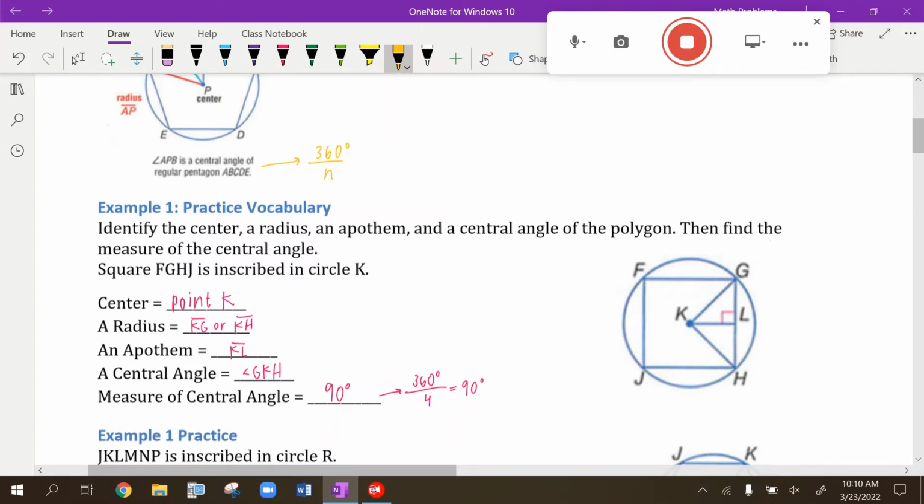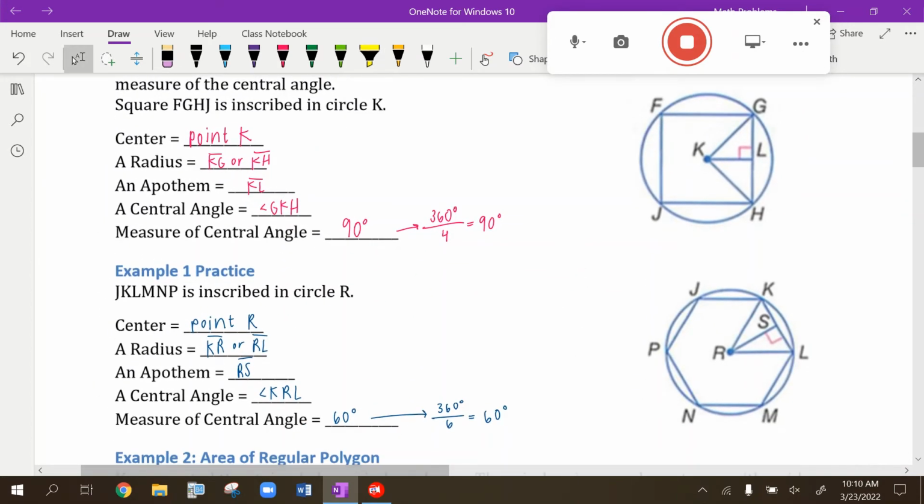The central angle, for example, could use GKH. The measure of the central angle, you could do 360 divided by 4, since there's 4 sides in a quadrilateral. So that's how I knew the measure of angle GKH is a 90-degree right angle. Go ahead and try the practice problem below on your own. Here are the correct answers.